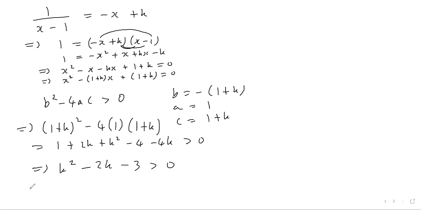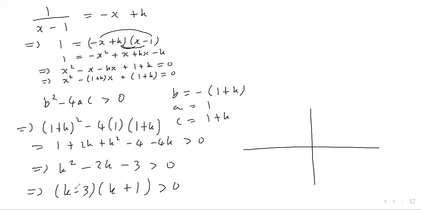Okay, so can we factorize this? Yes, we can. We get (k minus 3) times (k plus 1) is greater than 0, because minus 3 plus 1 gives us minus 2k, that coefficient there. Then if we do a sketch to see what our solutions would be, we want this to be greater than 0. If this is the k-axis and this is the y-axis, and this is a graph of y equals (k minus 3)(k plus 1), there are two solutions, k equals 3 there, and k equals -1 there.